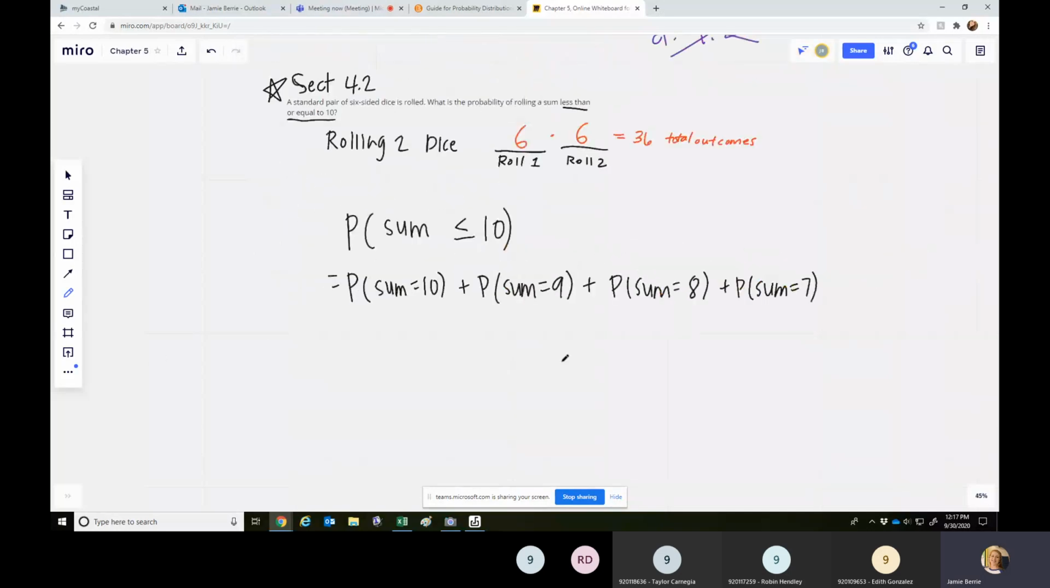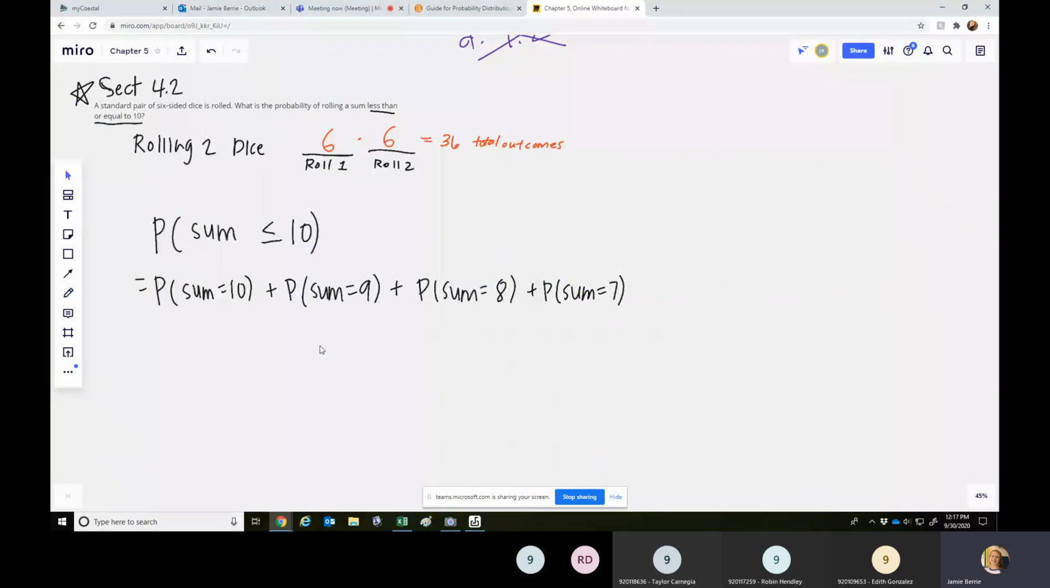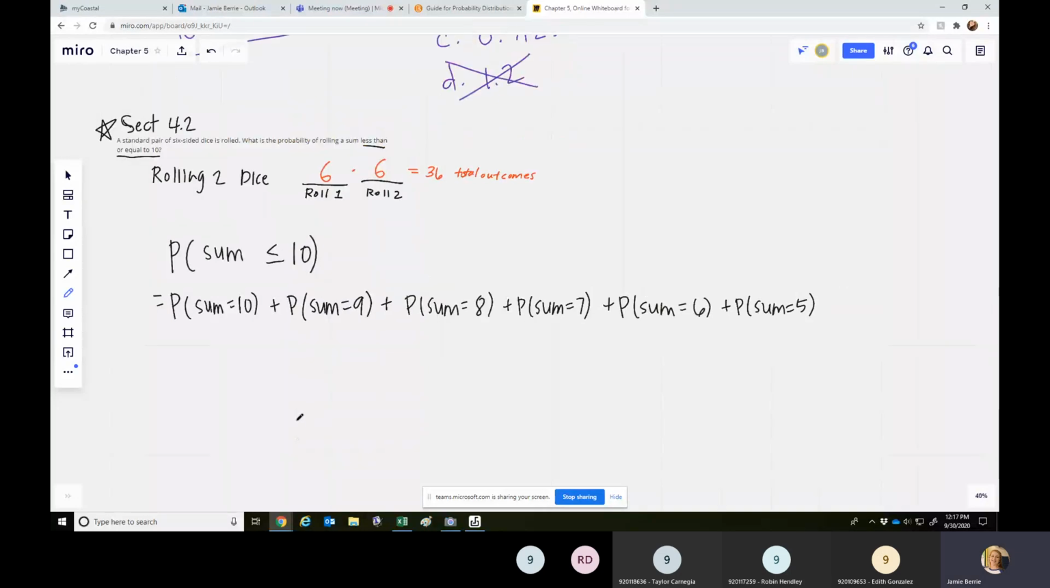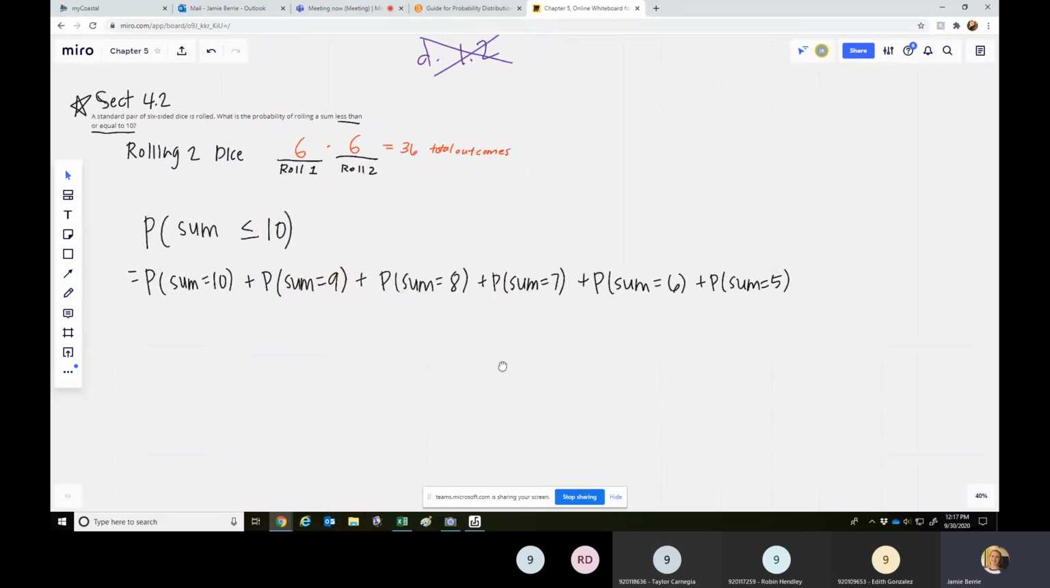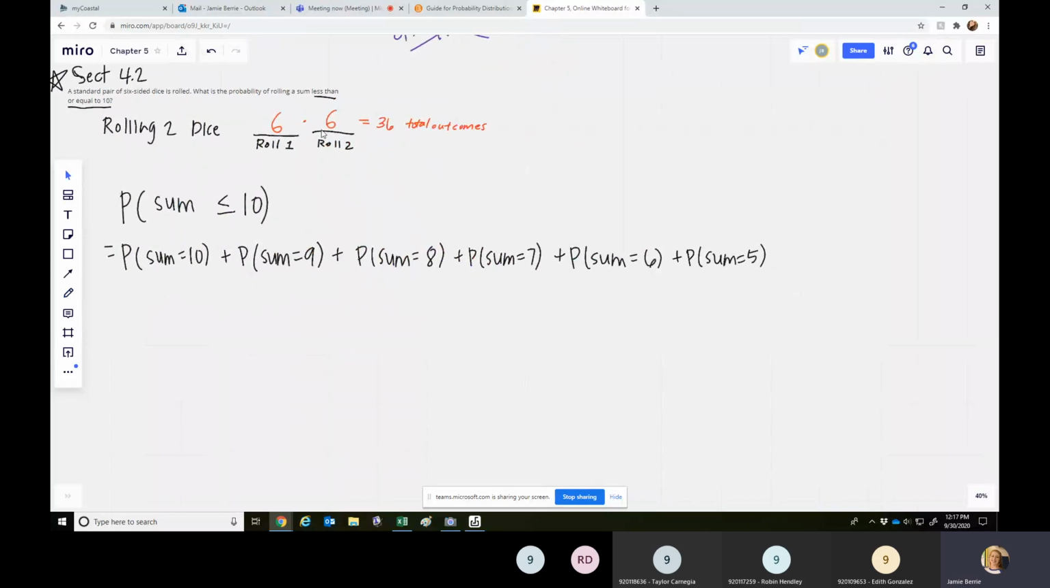I'm going to scroll out so I can fit this all in here. Plus the probability that the sum is equal to 6. Plus the probability that the sum is equal to 5. Now you're going to want to think about what's the lowest that the sum could go. Remember, we're rolling a dice, so the smallest number for each of these would be 1. So the lowest that the sum could go would be 2. So that's where we're going to stop. Plus the probability that the sum is equal to 4. Plus the probability the sum is equal to 3.